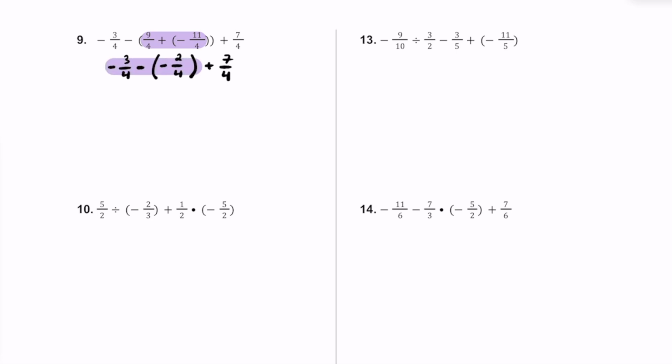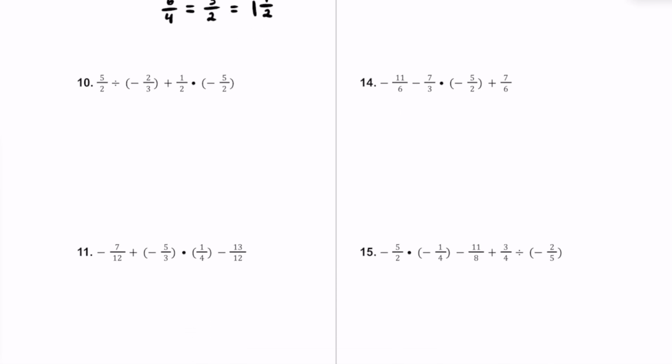We are taking away a negative from another negative, so we can add the opposite. So negative 3/4 plus 2/4 is going to be negative 1/4. Go ahead and write negative 1/4 here, plus 7/4. These have common denominators, which is nice. So negative 1 plus 7 is going to be 6. So we're looking at 6/4 here, which simplifies to 3/2, which can be also rewritten as 1.5.